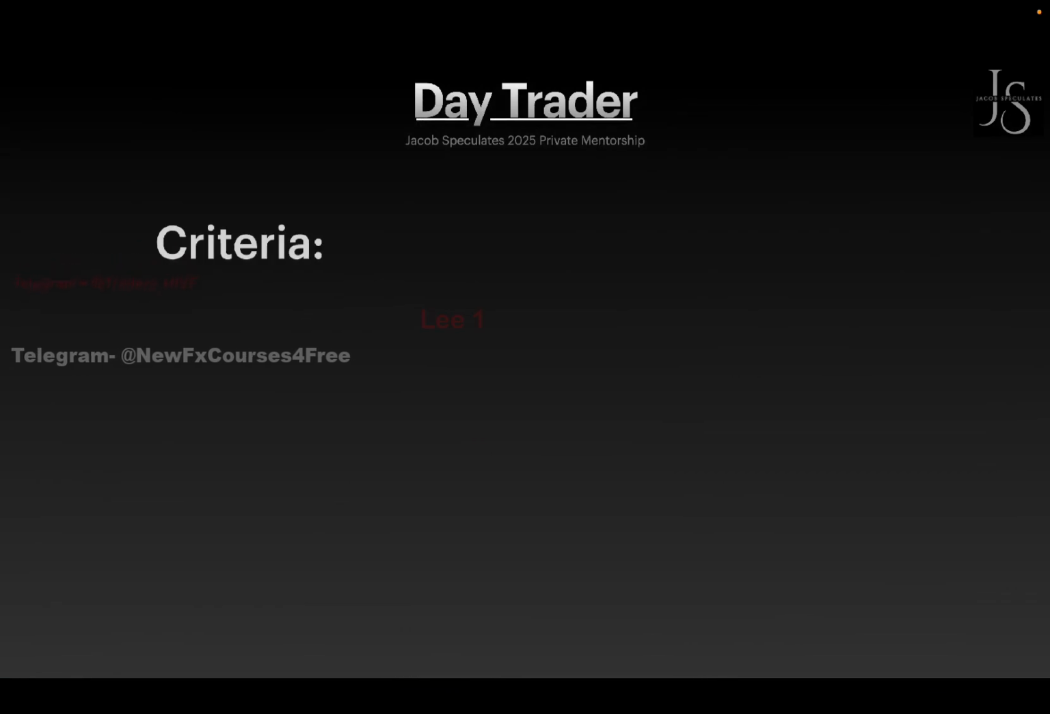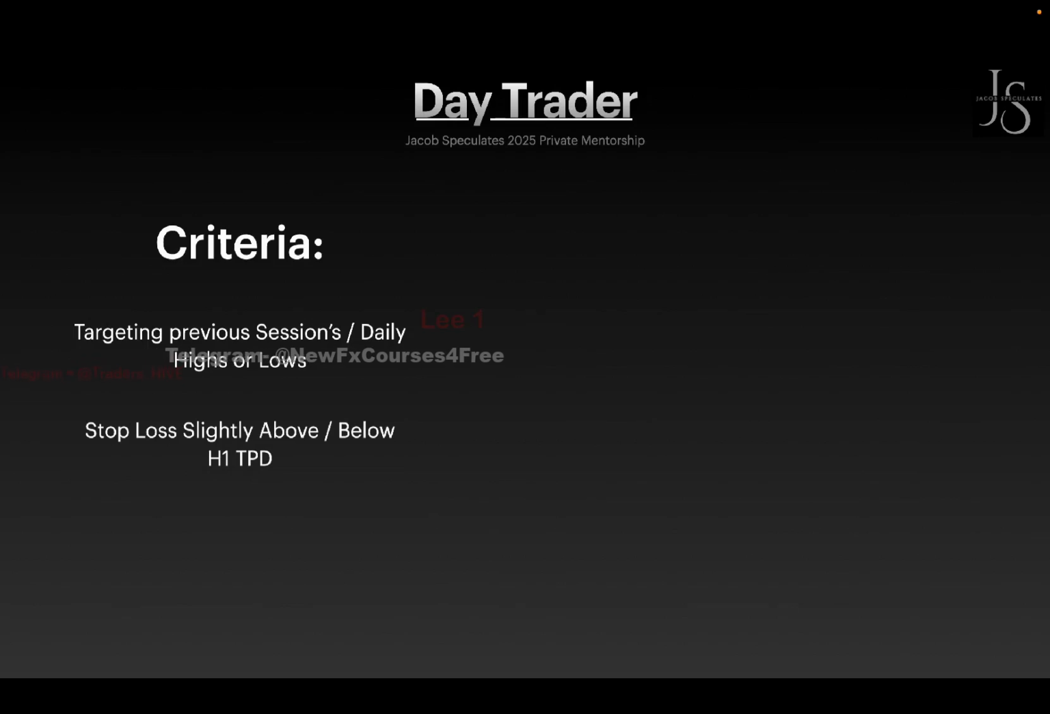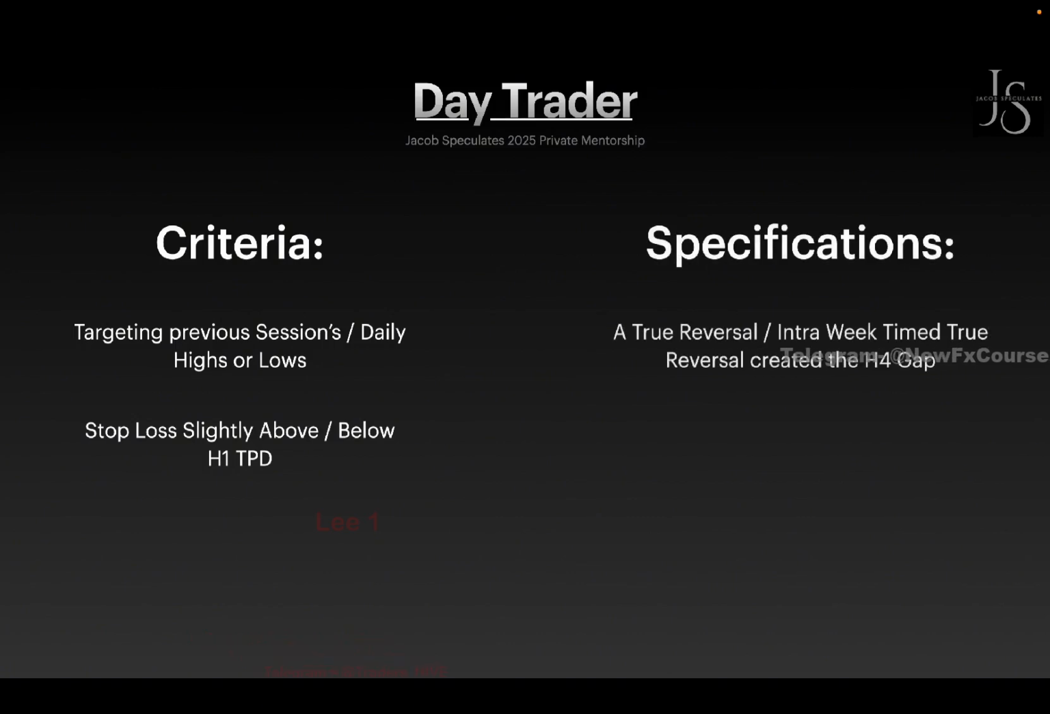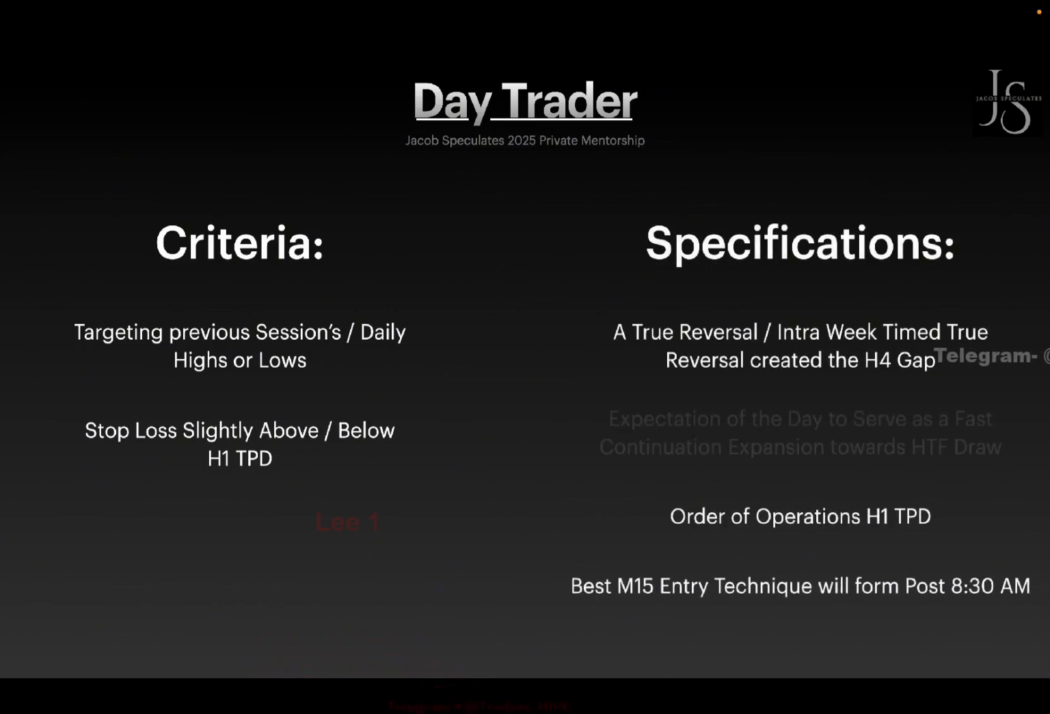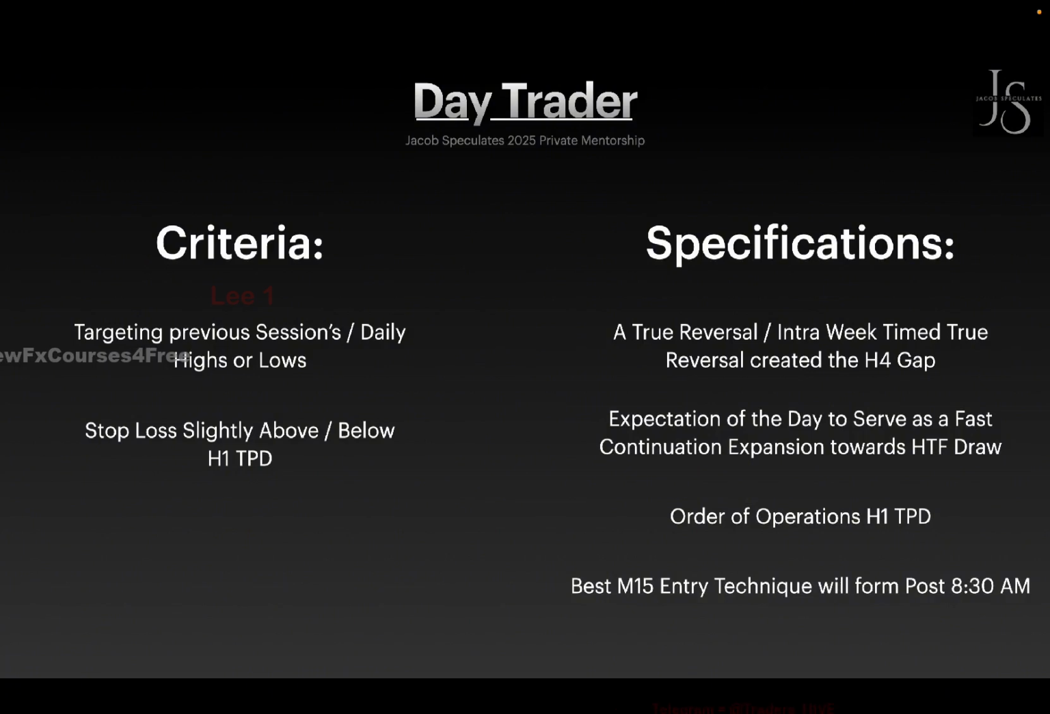So looking a little bit closer into the criteria, for the day trader, you're targeting previous sessions and daily highs or lows, and then your stop loss is slightly above or below the 1-hour TPD. And the specifications for the day trader is a true reversal or intra-week timed true reversal created the 4-hour gap, and you're expecting the day to serve as a fast continuation expansion towards the higher time frame draw. And you're looking for the order of operations 1-hour TPD, and the best 15-minute entry techniques will form post 8:30 a.m.